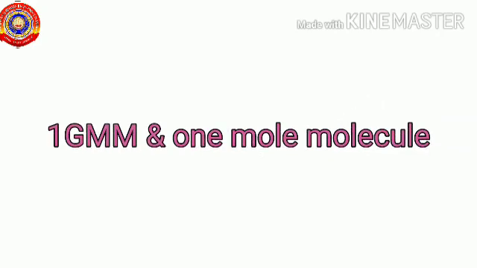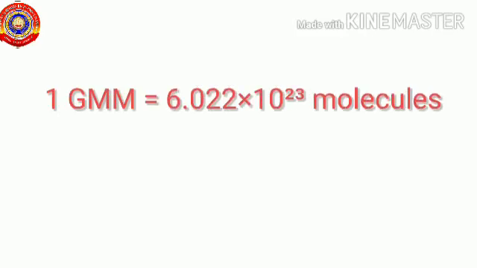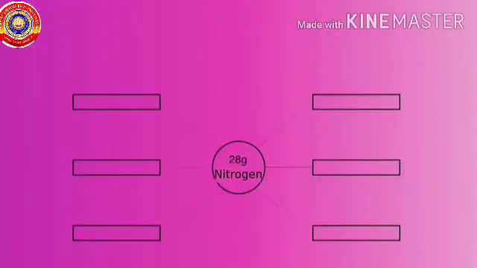Let's see the relation between 1 GMM and 1 mole molecule. You know what a mole is? A mole is a unit used to denote the amount of substance containing Avogadro number of particles. And we know 1 GMM of any substance contains Avogadro number of molecules. So, can we say 1 GMM is equal to 1 mole, equal to Avogadro number of molecules? Yes, of course. Let's do a worksheet given in your textbook.